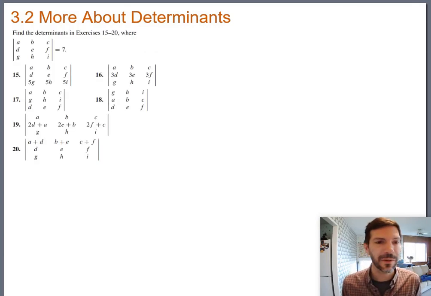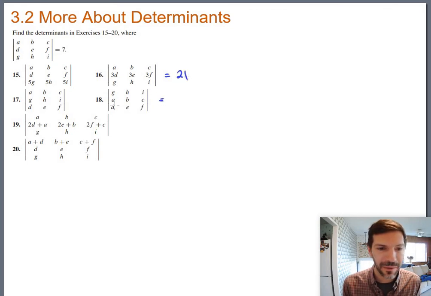Okay, so the next set of homework questions give you this unknown 3 by 3 matrix whose determinant is 7. So we don't know what A, B, C, D, E, F, G, H, I are, but we do know that the determinant is 7. So then they say, okay, go ahead and figure out the determinant of these other matrices. And since we know what row operations do to a matrix, it's easy enough to say, hey, if they multiply a row by 3, that multiplies the determinant by 3. So the determinant of number 16 is 7 times 3, 21.